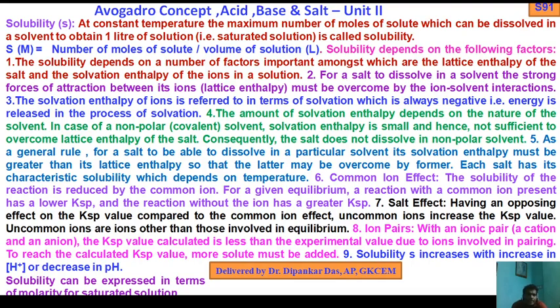So, what I said again: solubility at constant temperature is the maximum number of moles of solute which can be dissolved in a solvent to obtain 1 liter of solution, that is saturated solution. We know solubility equals the number of moles of solute divided by the volume of the solution in liters. Solubility depends on the following factors: the lattice enthalpy of the salt and the solvation enthalpy of the ions in solution.